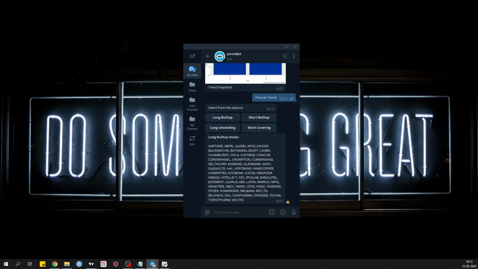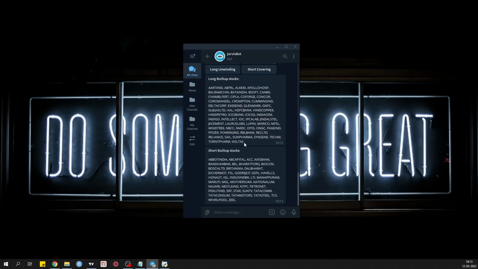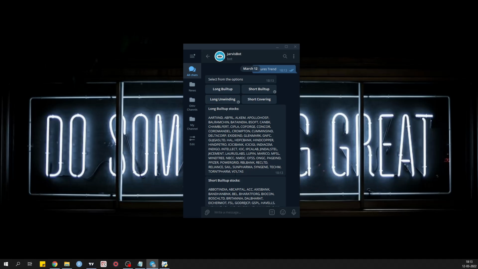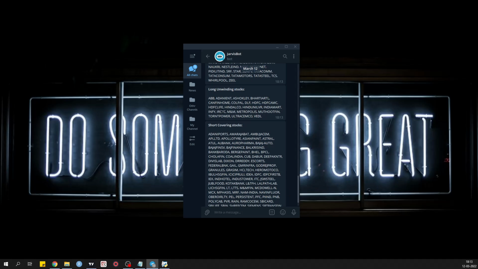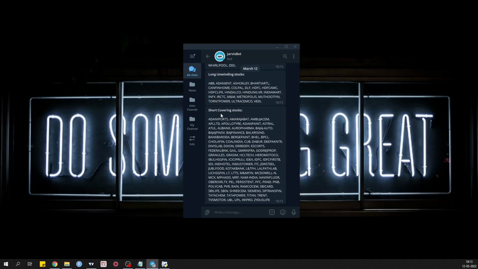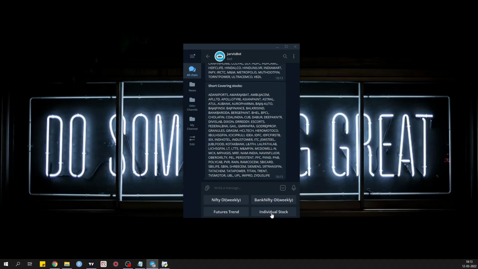What is long build up? The price increases along with OI increase. So all 4 options would give the relevant stocks falling under those categories. These are the stocks that come under short covering. And then the last option is individual stock.